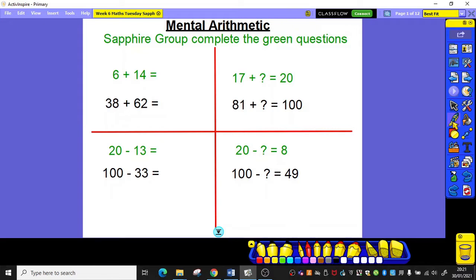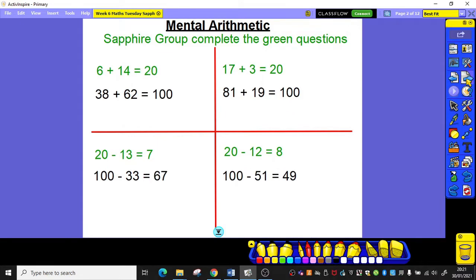Welcome back, Year 4. I'm now going to reveal the answers to you. So I'd like you to make sure you've marked the answers. Hopefully you've begun to realise that we are focusing on number bonds to 20 for the Sapphire group and number bonds to 100 for the rest of you.